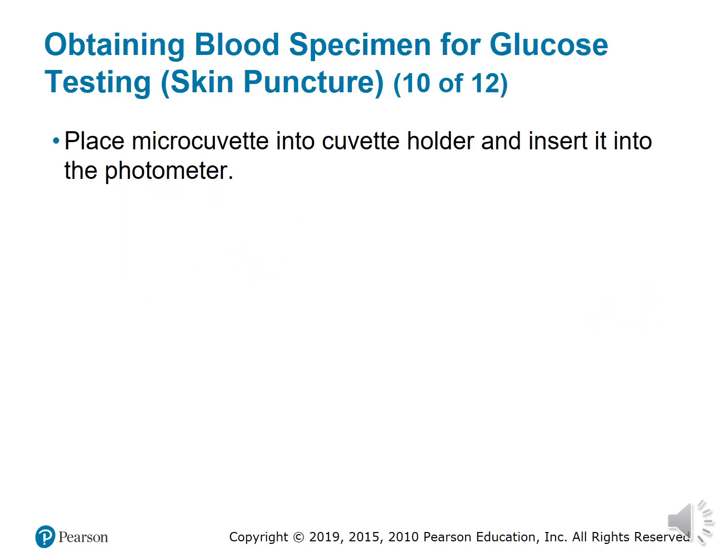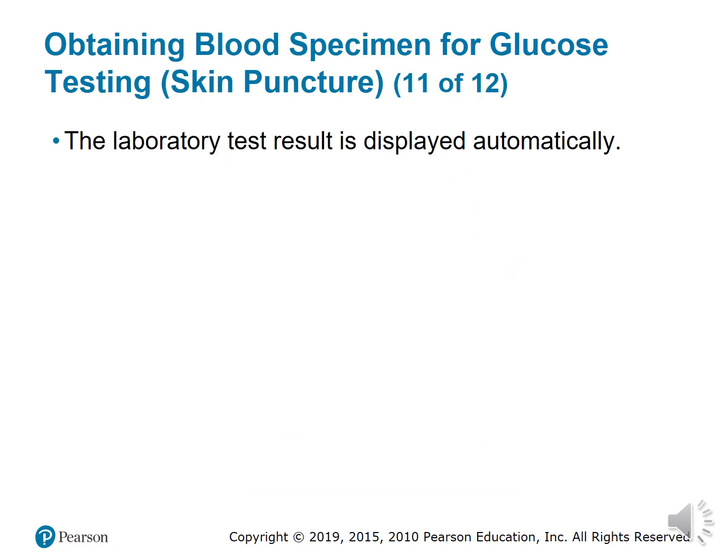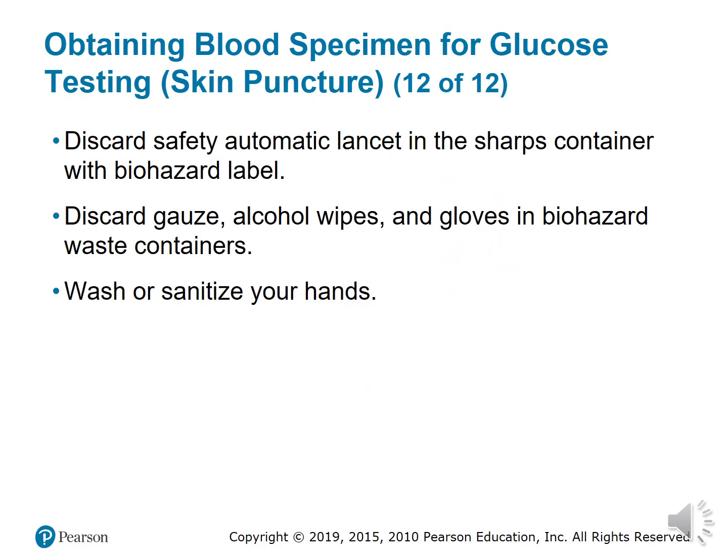Place the microcuvette into the cuvette holder and insert it into the photometer, such as this. The laboratory test result is displayed automatically once it has analyzed it. So once it's inserted, it will pop up the results. We discard everything that we used on the patient in its appropriate spot, meaning the lancet goes in the sharps, and the gauze, the alcohol wipe and the gloves go in a biohazard container, and of course wash and sterilize your hands. That's it.